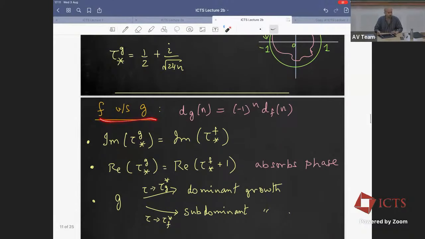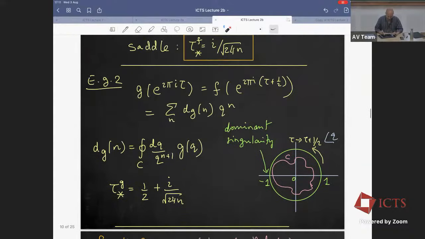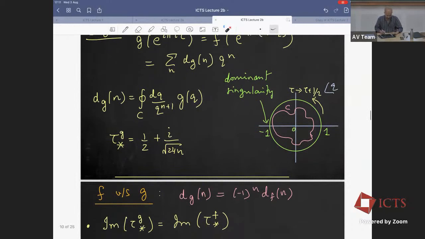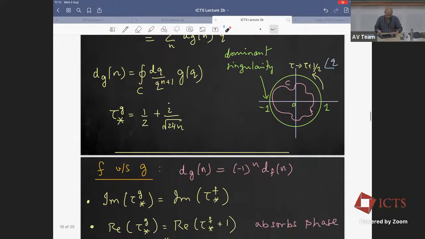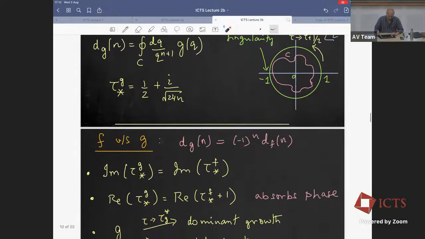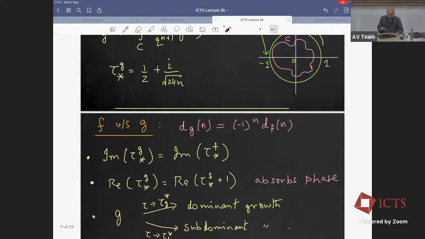And now let's compare the two functions. Because the only difference is this shift of half, there's a minus one to the n in the Fourier series. So the Fourier coefficients are related by a sign: dG of n is minus 1 to the n dF of n. The imaginary part of the saddle point is the same, and the real part of the saddle point shifts by half. That shift is the one that absorbs this phase. Now, for G, suppose you're only given G.